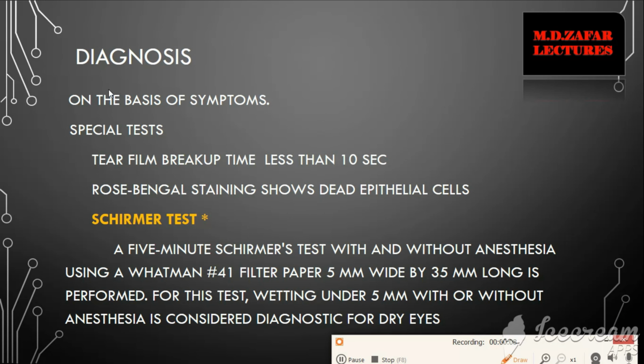Now I will talk about the diagnosis on the basis of symptoms which include dryness, irritation of the eye, fatigued eyes, but there are specific tests as well to confirm your diagnosis, which include tear film breakup time. If it is less than 10 seconds, it indicates dry eye. Rose Bengal staining will show dead epithelial cells because of frictional force damage.